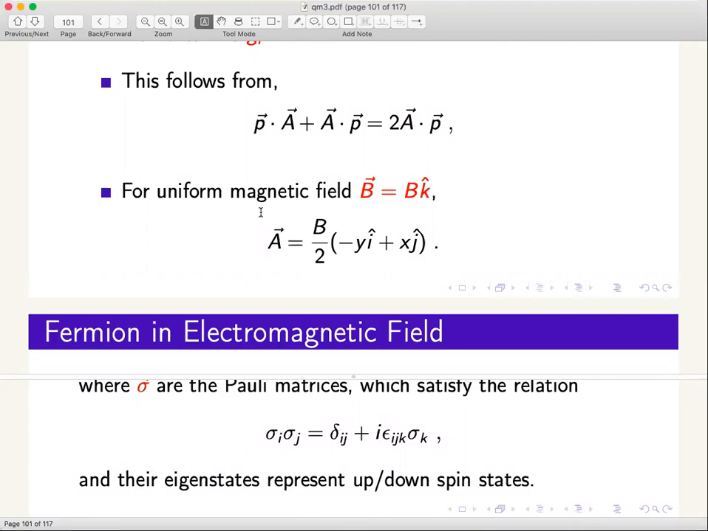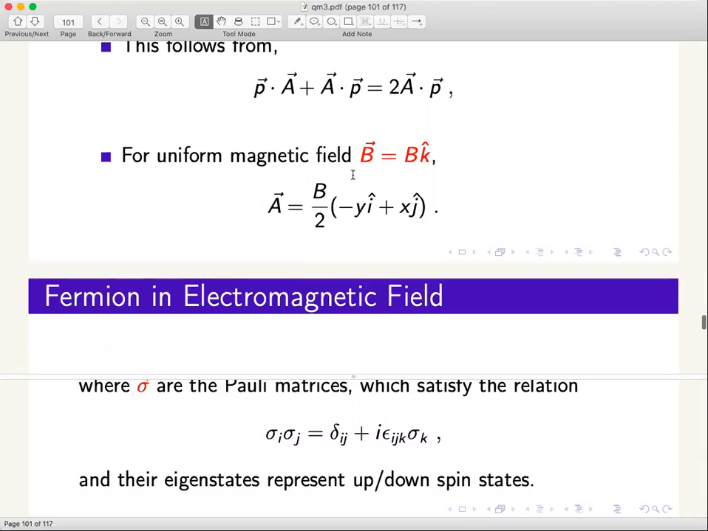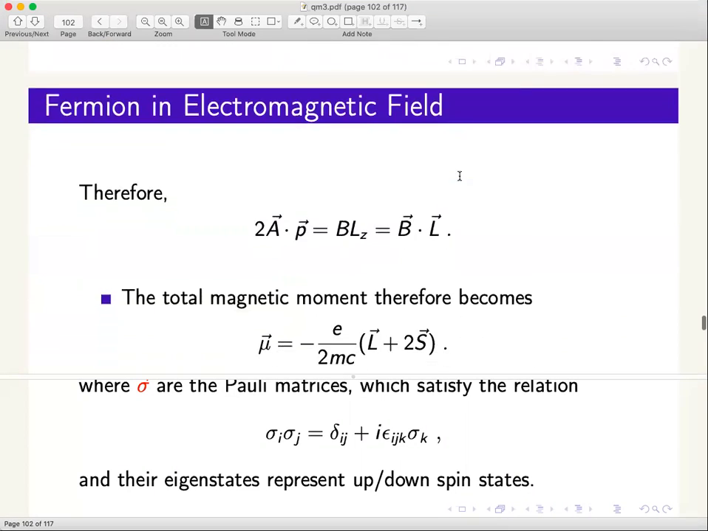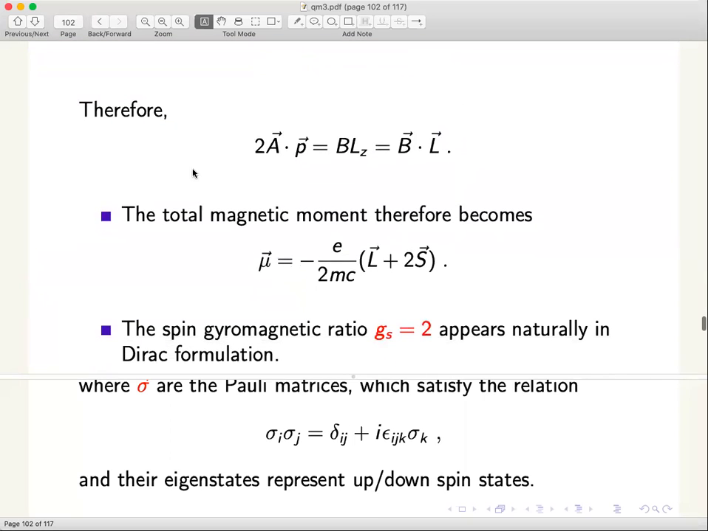Okay. So in a uniform magnetic field, B is just constant. Then you can write down the vector potential in this particular fashion, which is minus y i hat plus x j hat, because B is pointing in the z direction. It is easy to check that if you substitute A in that fashion, then A dot p is basically B times Lz. This manipulation we had done earlier, so I'm not going through it.